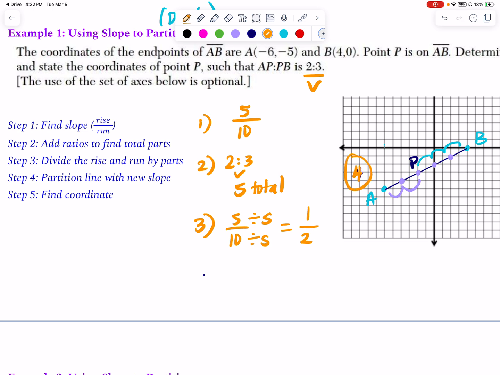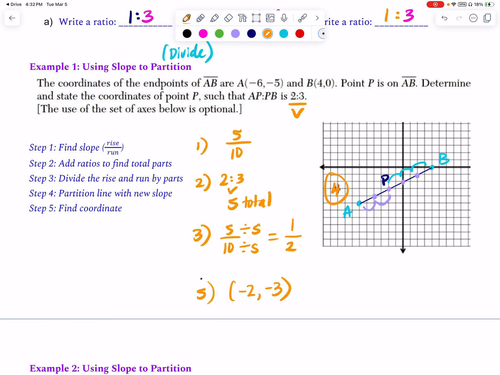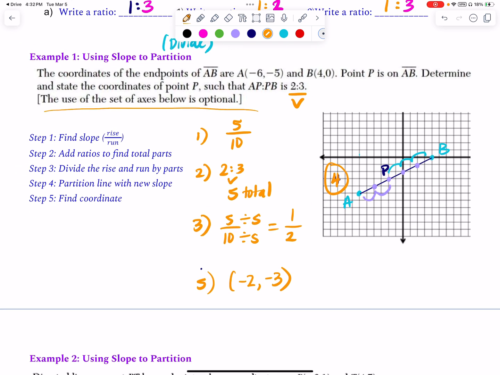Step 4 is on the graph, and step 5 is -2, -3. All right, and it says the use of axes below is optional. So remember, there's a coordinate grid on the back of the readings that you're going to rip out and use, and you could draw your own axes. The last page also has a spire, which will give you an algebraic way of partitioning a line instead of graphing, but the graphing is the easiest.